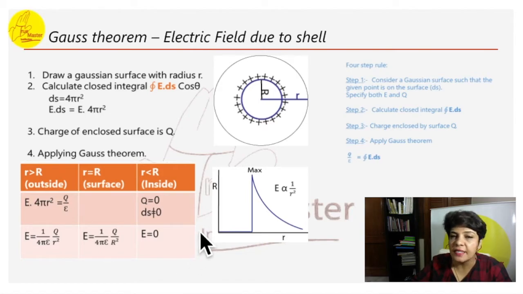In this third case, the point is inside the shell. Now here we know the shell is empty. Therefore, the charge is 0 inside. That is, the value of Q is 0. So electric field will also be 0 here. So if you see the formula in Gauss theorem, Q is 0, therefore E will be 0.